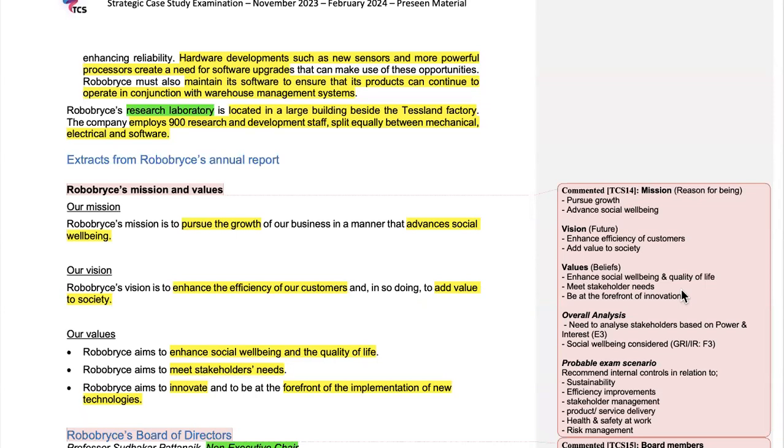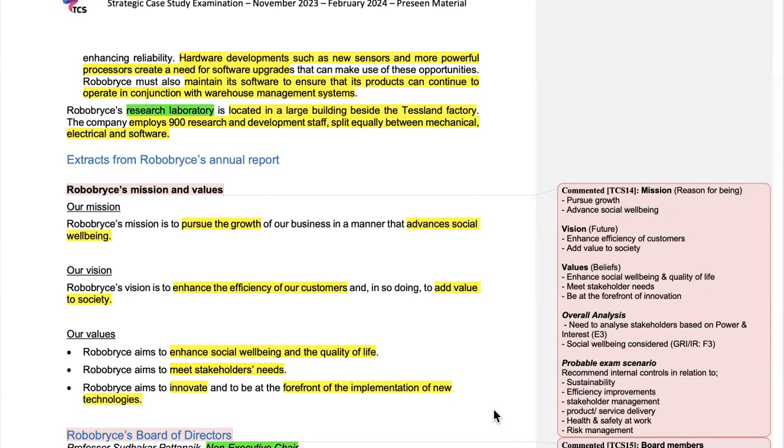So again, employees, the quality of life of employees, our customers, our clients, end consumers, our suppliers, the general public, all these different stakeholders come into the picture. And we are hell-bent about meeting stakeholder needs and being at the forefront of innovation, because if we are at the forefront of innovation, we are in a position to achieve our mission and our vision.